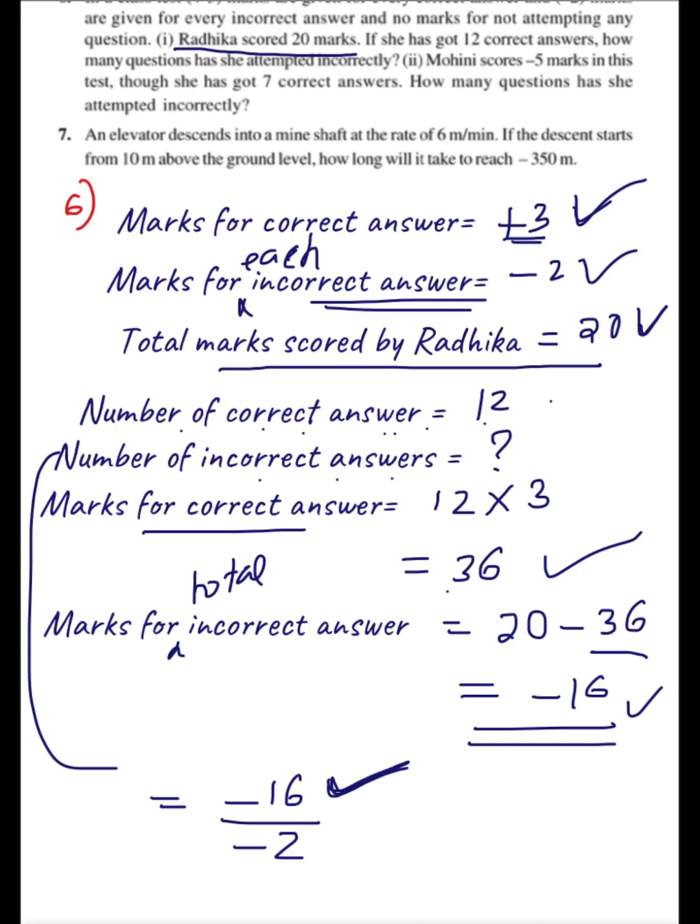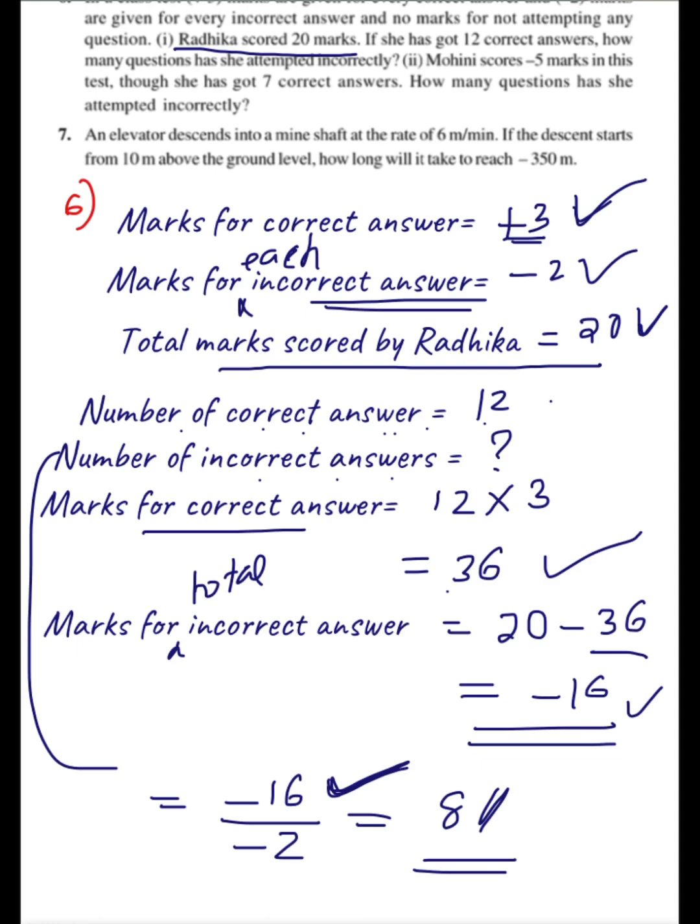So if you divide the total marks by the marks for each, then you will get the number of incorrect answers. Understand? And that will be equal to 8. So Radhika has got 8 incorrect answers. 8 is the answer for this question.